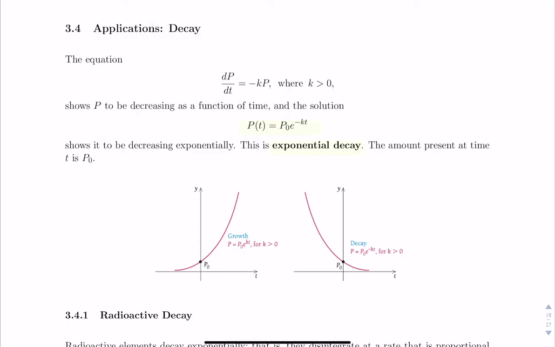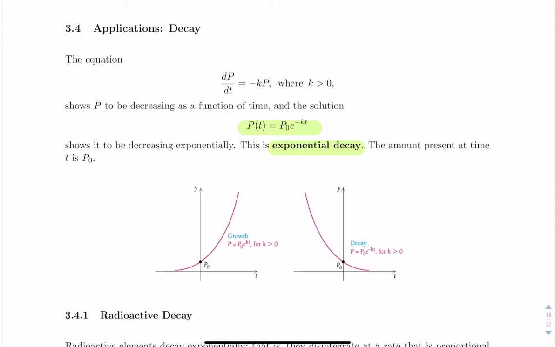Section 3.4 is about applications on decay. The equation dP/dt = -kP, where k is greater than 0, shows P to be decreasing as a function of time, and the solution is P(t) = P0 e^(-kt). And this shows it to be decreasing exponentially. This is exponential decay. The amount present at time t is P0.